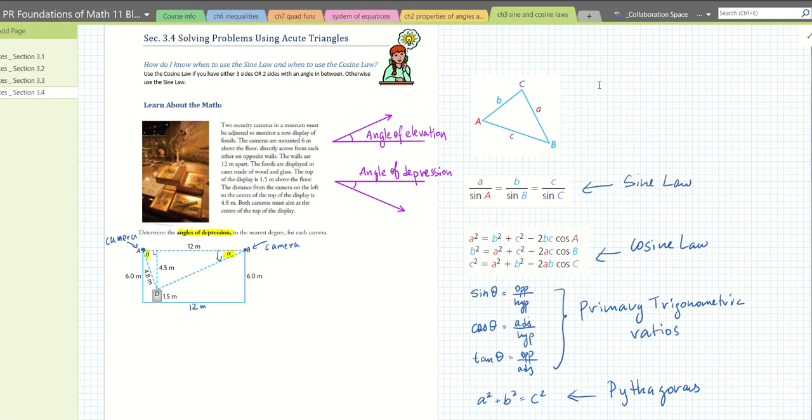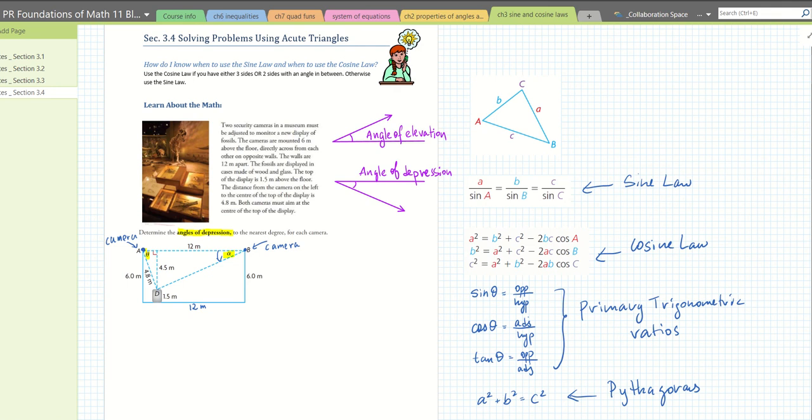So in this section, section 3.4, we are going to be looking at solving problems using acute triangles. And this is going to combine everything that we learned about acute triangles. So sine law, cosine law, as well as primary trigonometric ratios, sine, cosine, tangent, and sometimes even Pythagoras. So I listed everything that we know already on the right side here. And also a couple of definitions right here.